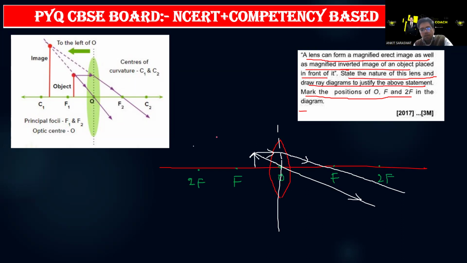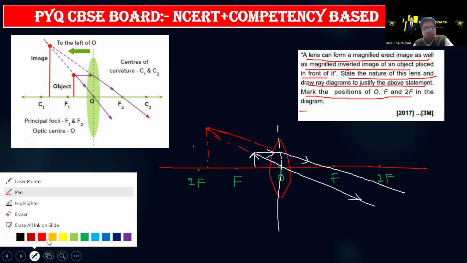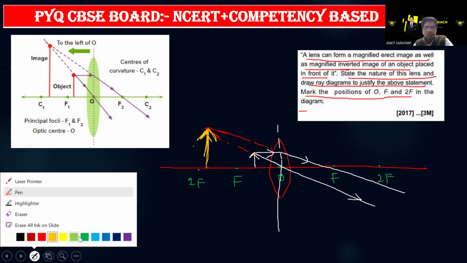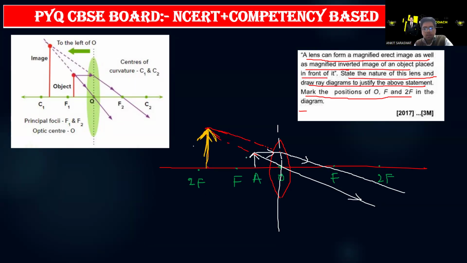But once you extend them backward, you can check they are going to meet at this point. Appears to meet. Appears to meet means the image is virtual. It's like this. Clear? If you want to give the names, you can give this A, this is B, A dash, B dash. HI, height of the image.